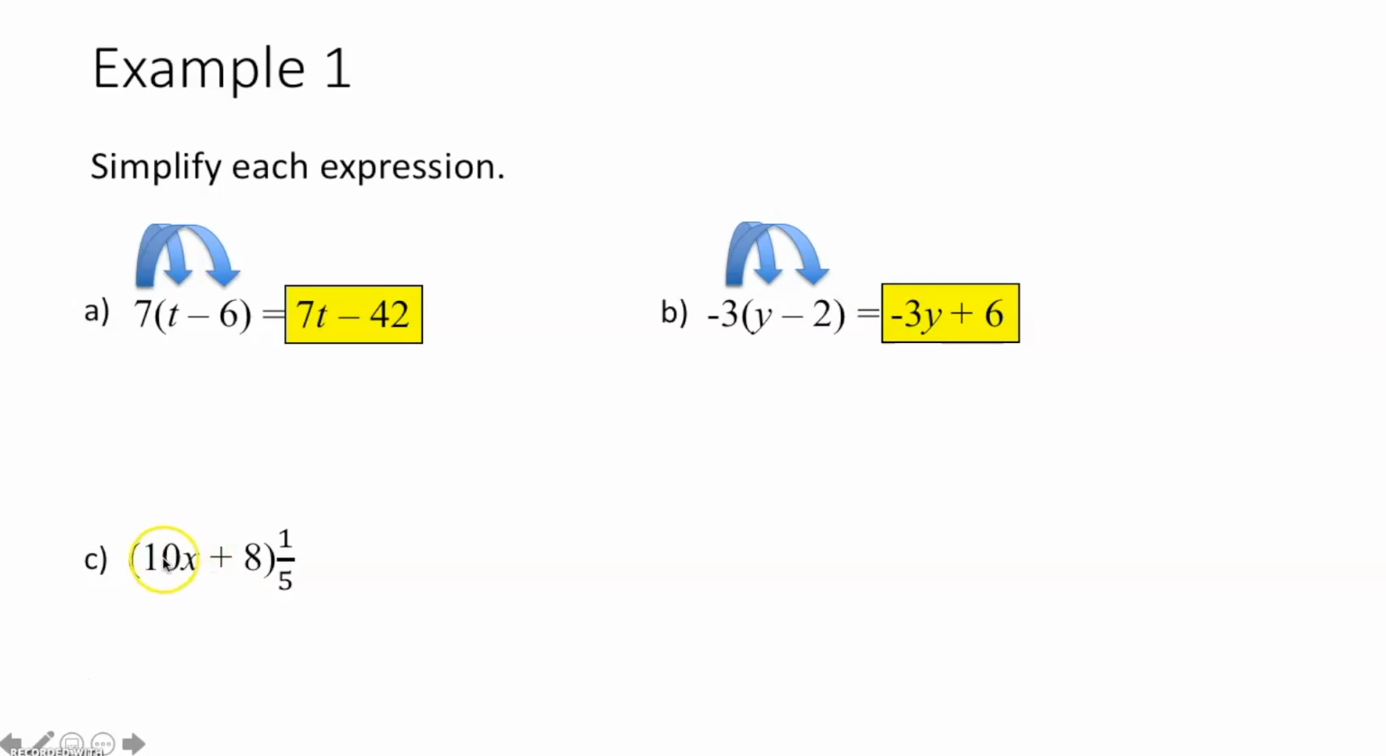For part C, we have the quantity 10x plus 8 times 1/5. So again, it's outside the parentheses. Usually it's out front, but sometimes it can be behind. You're still going to distribute. We're going to take this 1/5, distribute it to each of these.